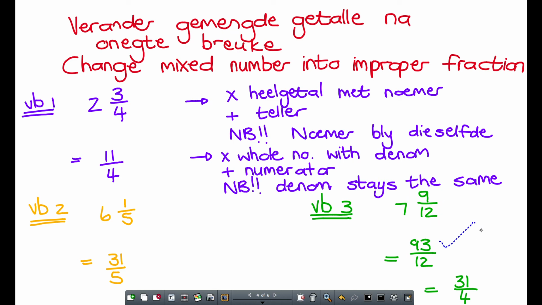But, and that's what one of you asked, is that the simplest form? No, because what can divide into both 93 and 12? 3. So if I were to divide 3 into both the top and the bottom part, I'm going to get 31 over 4. Okay, and did you guys know you can use your calculator to cheat with this as well?